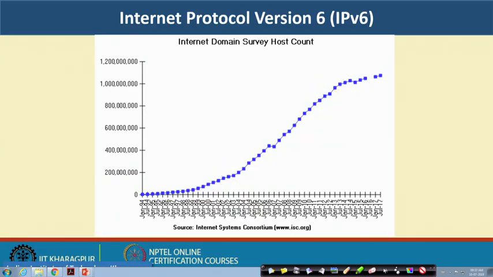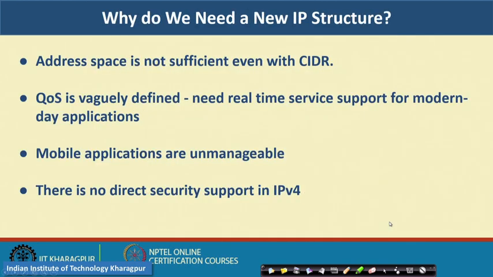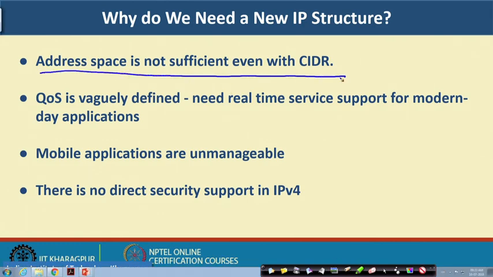Now, let us look briefly into the problems associated with IPv4 addressing. So, why do we need a new IP structure? First of all, as we have mentioned, the address space is not sufficient even with CIDR. This is the primary reason that we require a larger address space, but that is not the only requirement for us. Apart from the address space, there are multiple other problems associated with the IPv4 addressing scheme.